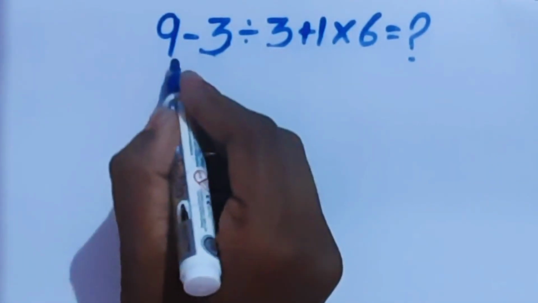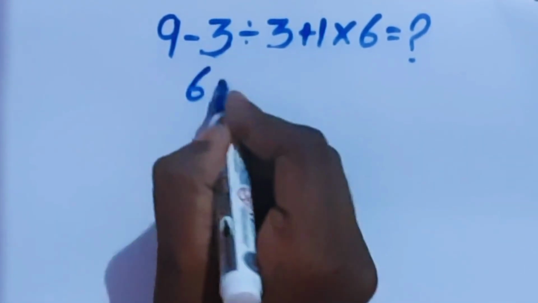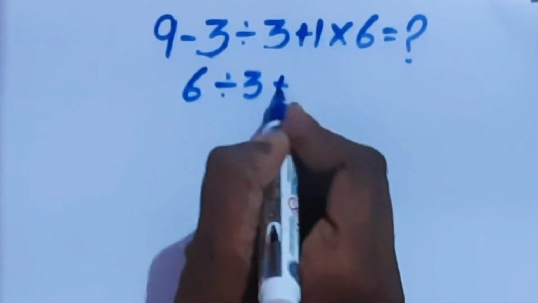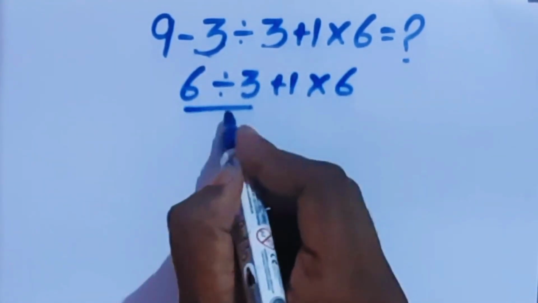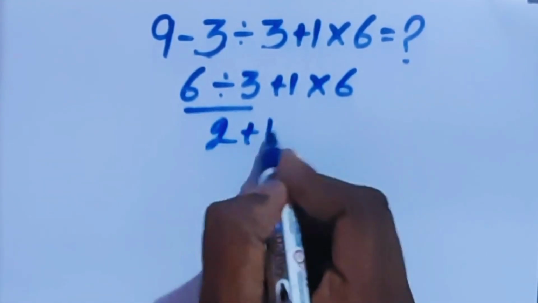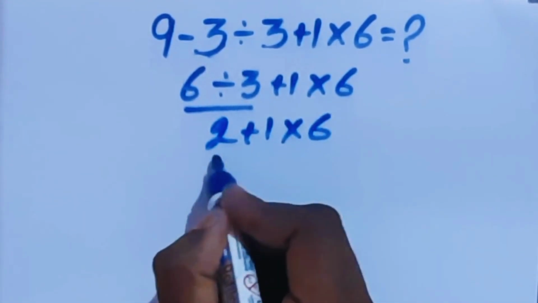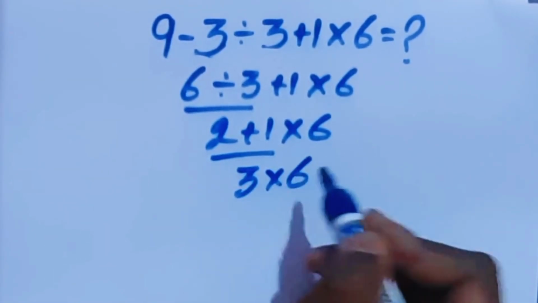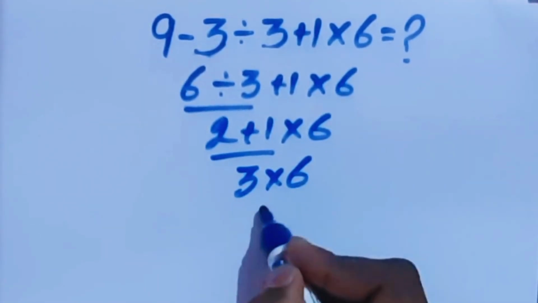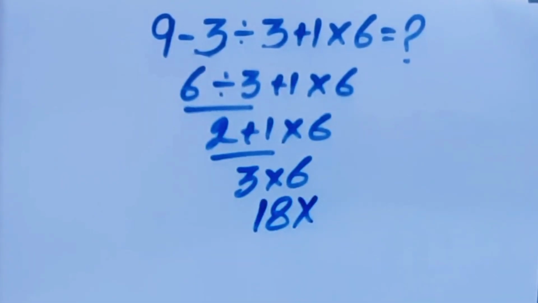Hi guys, here 9 minus 3 is 6, divided by 3, plus 1 times 6. Here 6 divided by 3 is 2, plus 1 times 6. Here 2 plus 1 is 3, times 6. Here 3 times 6 is 18, which is the wrong answer. As per the order of operations PEMDAS, this 18 is the wrong answer.